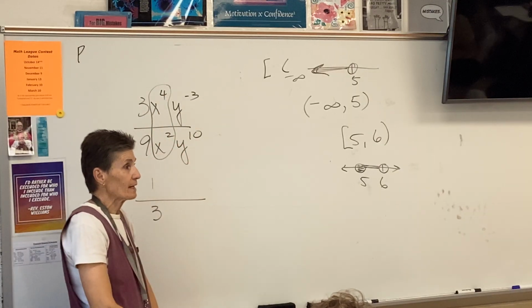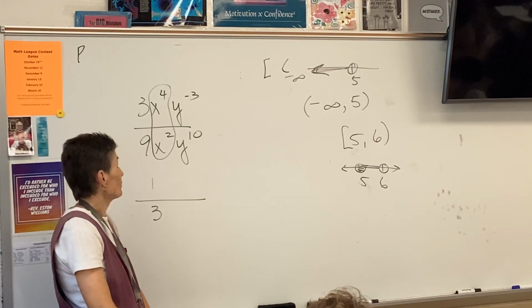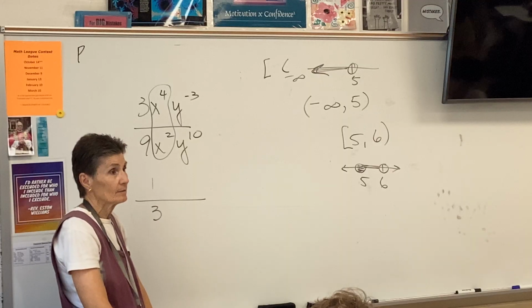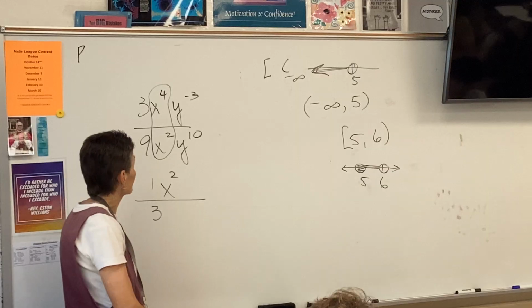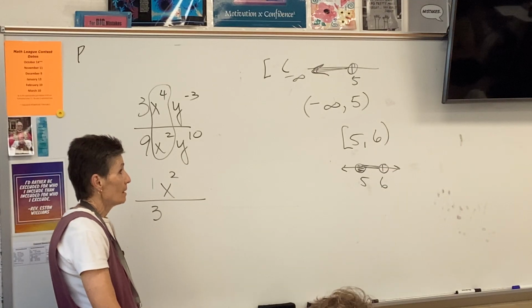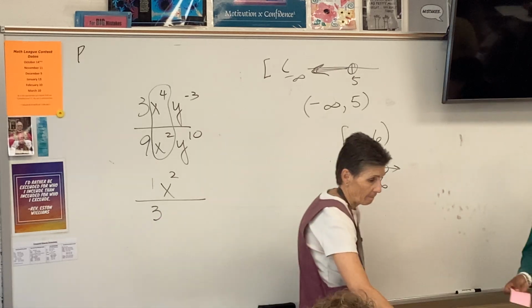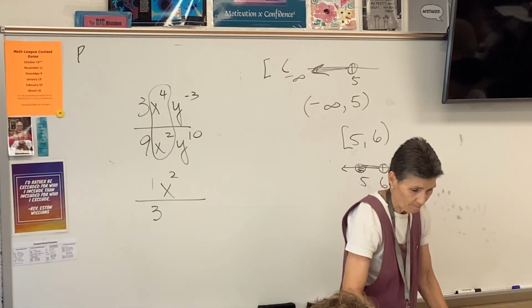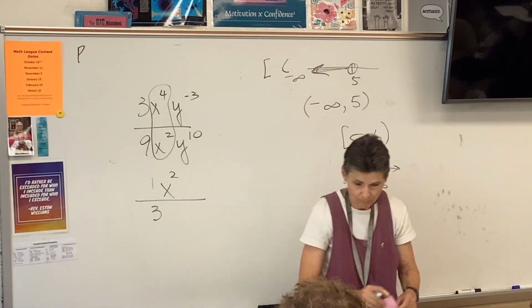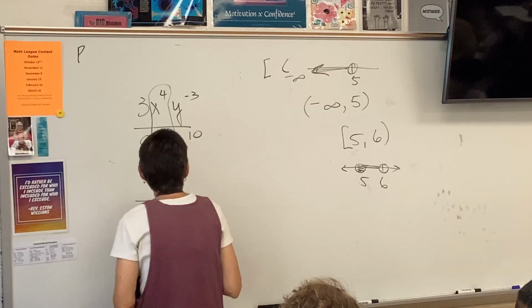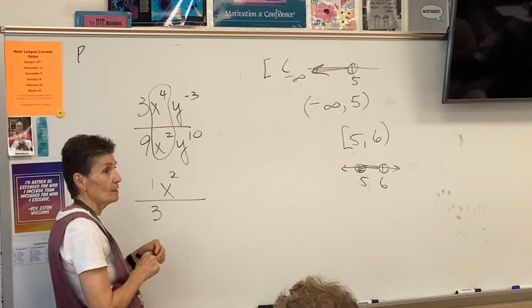Now what happens with your x's? X to the 4th over x to the 2nd, which is x to the 2nd. So I got x to the 2nd on top because I have 4 x's over 2 x's.